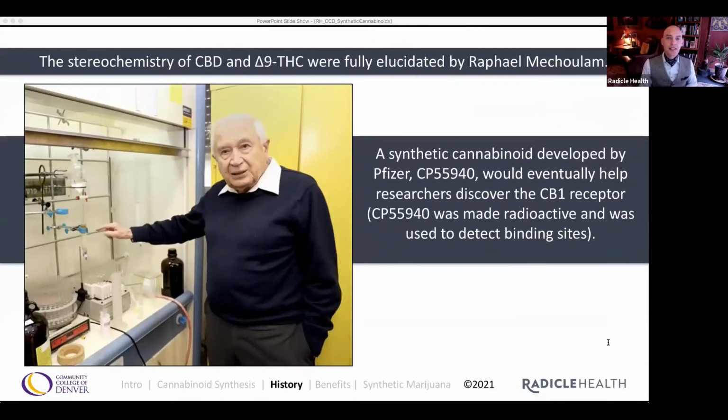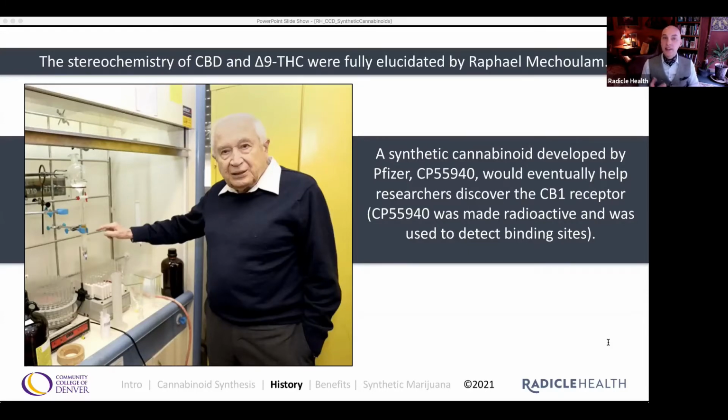The structures and stereochemistry of CBD and delta-9 THC were further elucidated in Mechoulam's laboratory, CBD in '63 and delta-9 THC in '64. And so the research into the therapeutic potential of individual cannabinoids began shortly thereafter, in the early '70s. A number of studies came out, and anecdotal reports were starting to leak out about how delta-9 THC might actually be useful for suppressing pain.